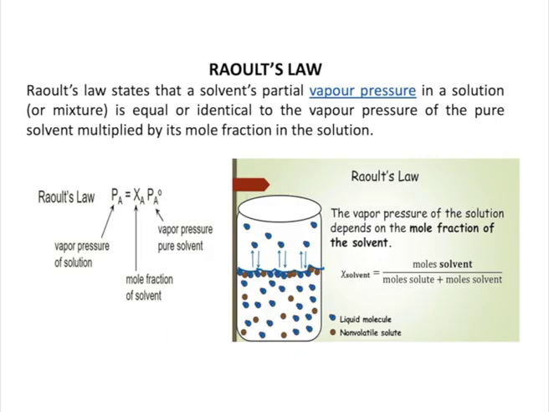And here Xa is the mole fraction. The mole fraction of the solvent can be defined as the number of moles of solvent divided by the total number of moles of solution, which consists of the number of moles of solute and the number of moles of solvent. So, the vapor pressure of the solvent is directly proportional to its mole fraction. This is Raoult's law.